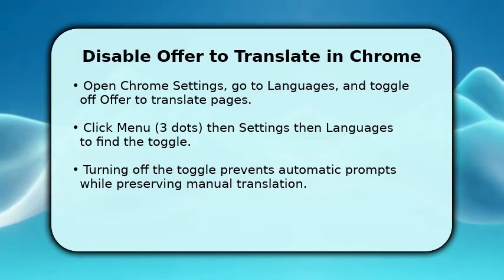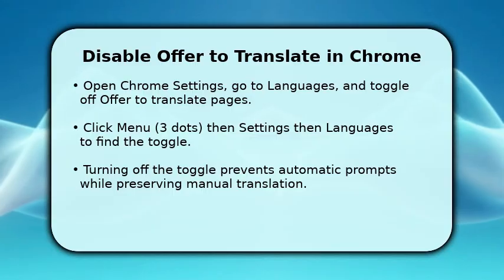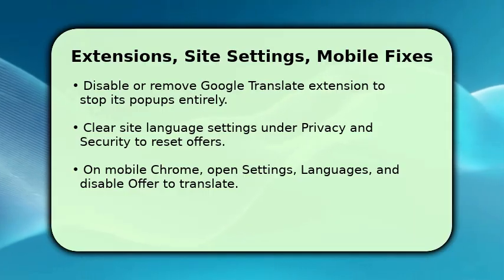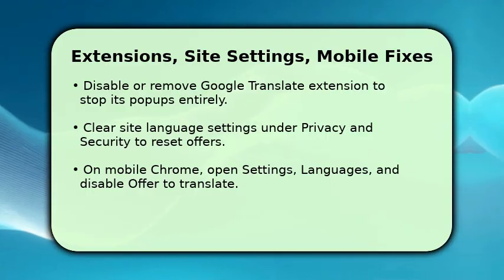If pop-ups persist, check installed extensions for Google Translate and disable it. Open Chrome, /extensions or the extensions menu and turn off that extension. Next, clear site language preferences under Privacy and Security and then Site Settings to reset language offers.